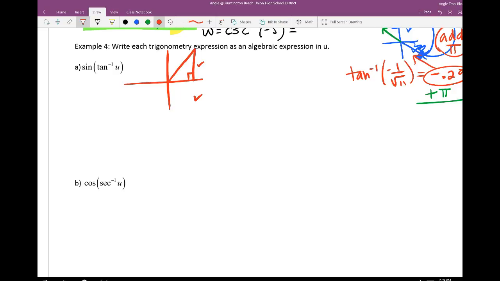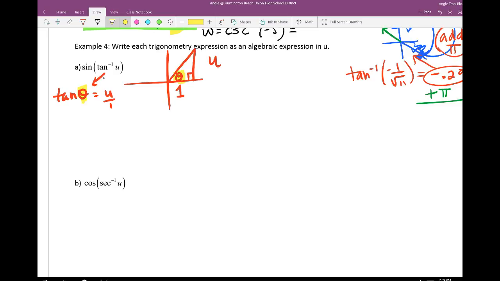So tangent of some angle is u. That's what this really meant. Tangent is opposite over adjacent, so think of it as u over 1. Now we have u as the opposite leg and 1 as the adjacent leg, and this theta right there is that theta.